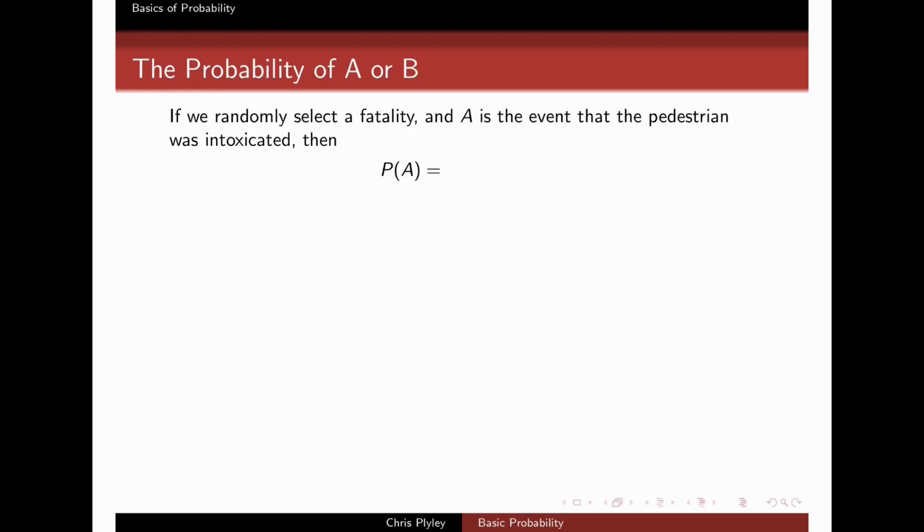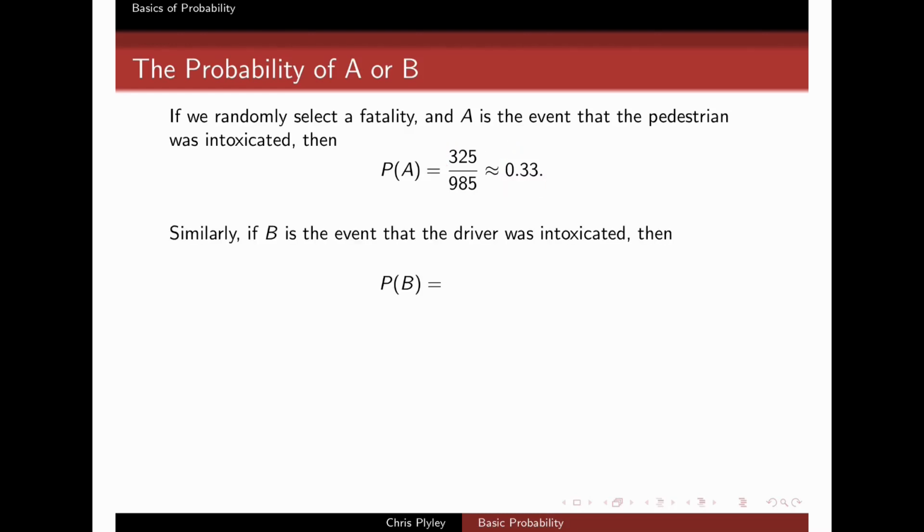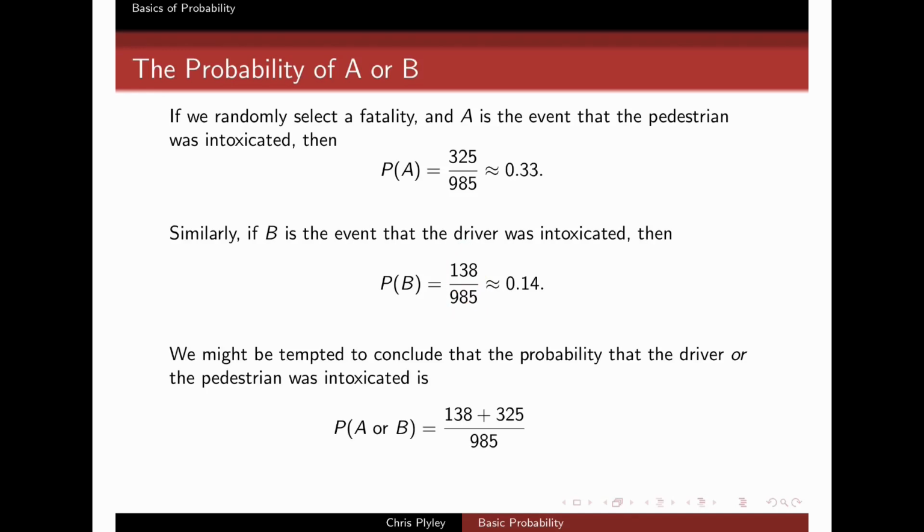So let's think about the experiment where I randomly pick one of these fatalities. There's 985 of them. And let's let A be the event that the pedestrian was intoxicated. Well, based on what we just said, we know that 325 of those accidents involved intoxicated pedestrians. So the probability that a pedestrian was drunk in my traffic accidents was 33%. 325 over 985 comes out to about 33%. And if I let B be the event that the driver was intoxicated, then the probability that B happens is, well, how many drivers were intoxicated? I had 138 out of 985. So that gives me about a 14% chance that the driver was intoxicated.